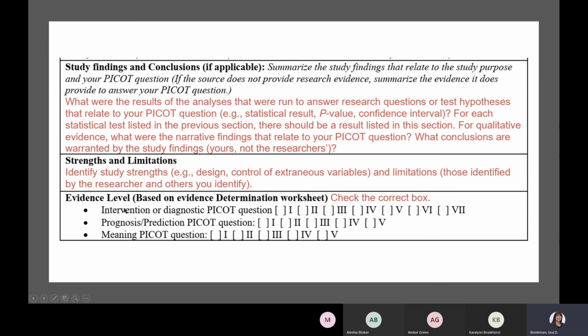Okay, so if you're working with an intervention or diagnostic PICO question, you're going to check one of these boxes, or I should say brackets. If you're working with a prognosis or prediction PICO question, your check mark is going to appear in the middle row. And if you're working with a meaning PICO question, your check mark is going to occur in the third row. So you're not going to check something in each row. You're just going to check one row depending on what your PICO question is.